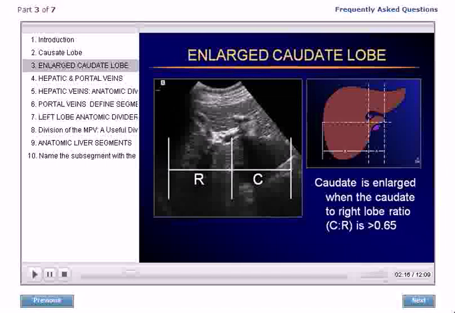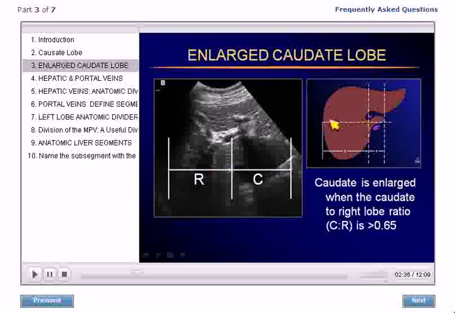Also, the caudate lobe can become enlarged, especially with cirrhosis. We can actually measure that. This is described in the literature. And the caudate is enlarged when a certain ratio of the caudate to the right lobe is enlarged.